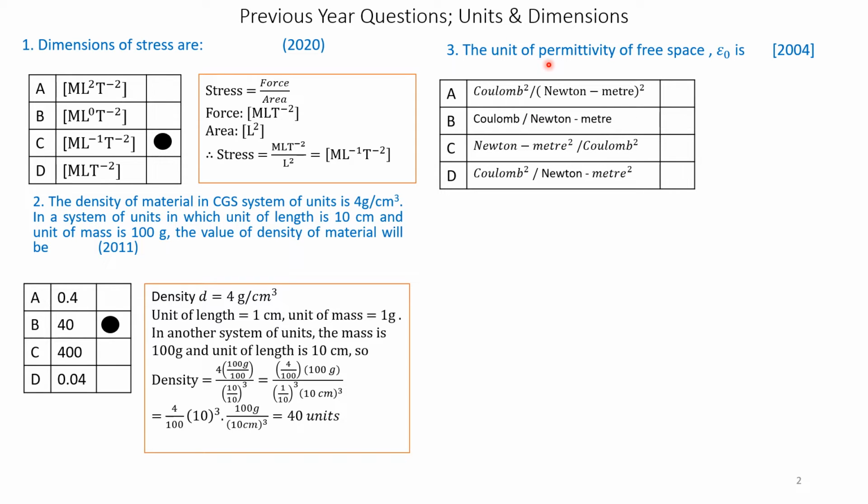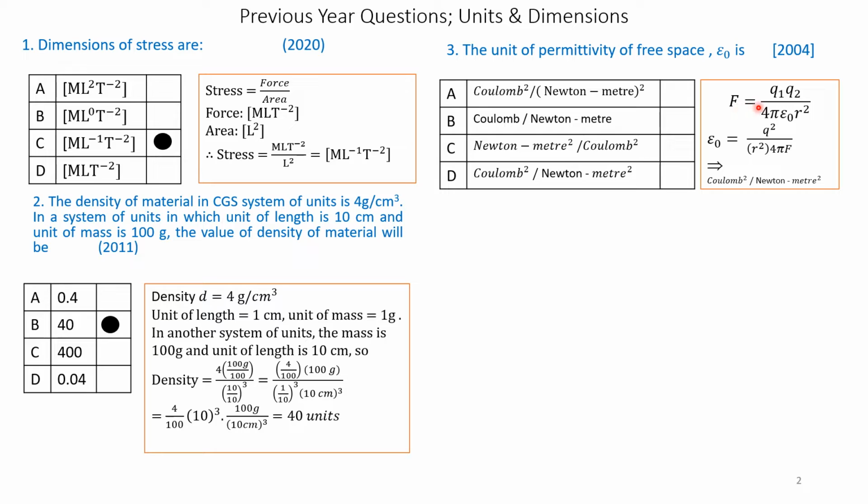Next question. Unit of permittivity of free space epsilon naught is, this was asked in year 2004. So we have to find it. Four options are given here. You read the options. If you know the unit of permittivity of free space, straight away you mark it. Otherwise we have to do some calculations.